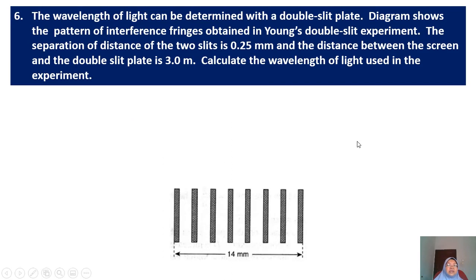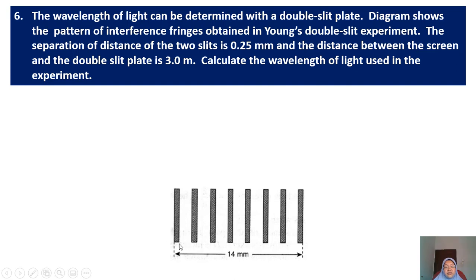Okay, another question. So this is light wave. The separation of distance of the two slits is 0.25 millimeter. So a is 0.25, and then the distance to the slit, this is D. Calculate lambda. Now we have to find x from the diagram. So here we have 40 millimeter.